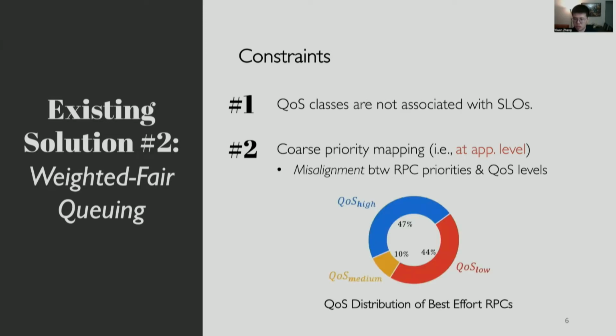The following figures show the QoS distribution of the best-effort RPCs in our cluster. Because of the coarse priority mapping, we can observe that over half of the BE RPCs are using higher QoS levels than necessary. Such overloads of low priority traffic using high network QoS can cause other high priority traffic to suffer.